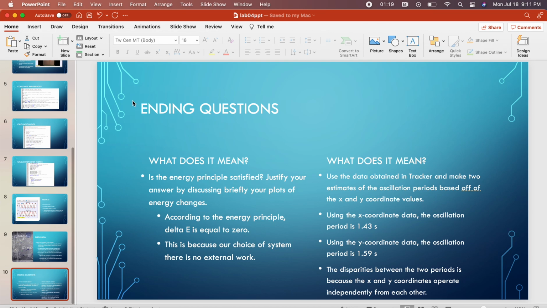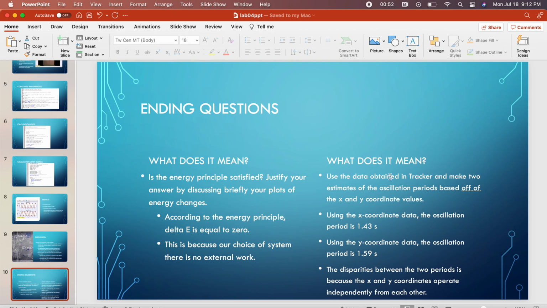Alright, and then these are the ending questions. So we actually have two what does it mean questions. The first is, is the energy principle satisfied? Justify your answer by discussing briefly your plots of energy changes. According to the energy principle, delta E is equal to 0. This is because in our choice of system, there's no external work, because in our system we chose the spring, the mass, and the earth.